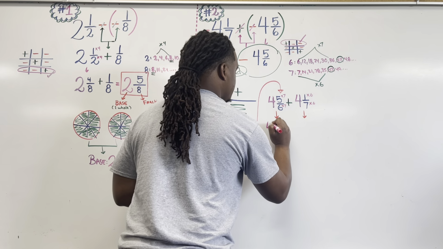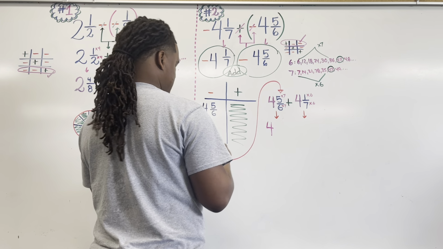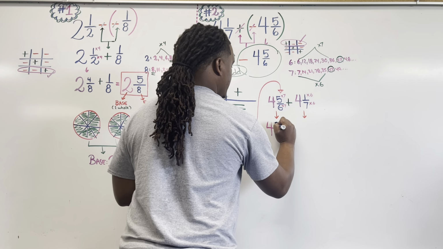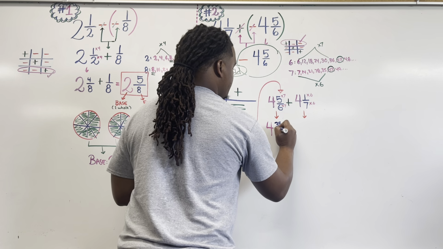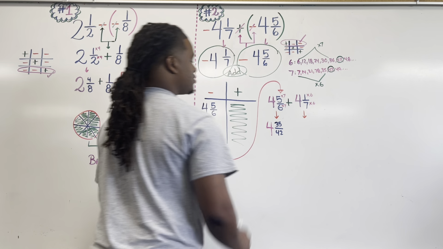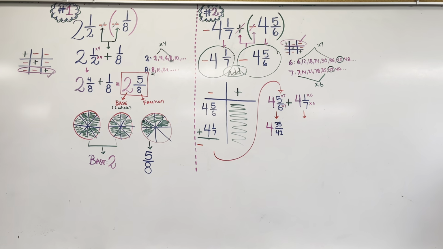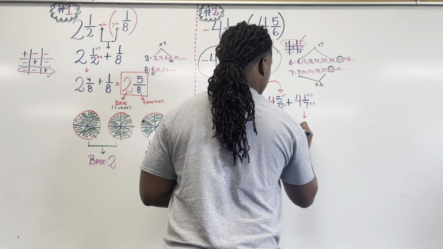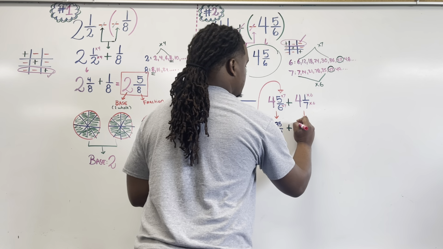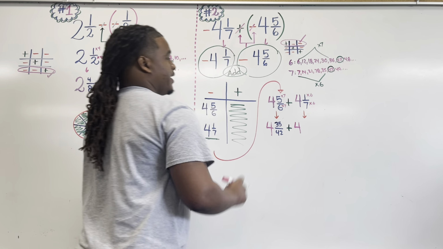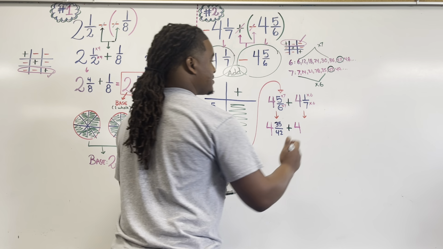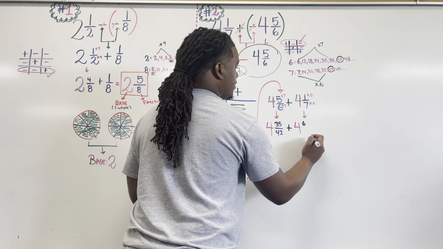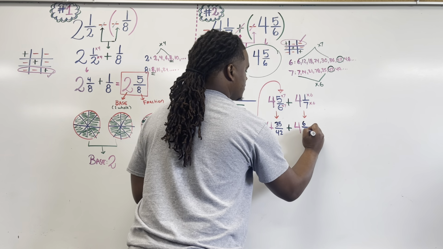So I still have a base of 4. 5 times 7 is 35, and we know that 6 times 7 is 42. So we're good. That converts into the fraction of 4 and 35 over 42. The second fraction still has a base of 4, and 1 times 6 is 6, and then, of course, 7 times 6 is 42.